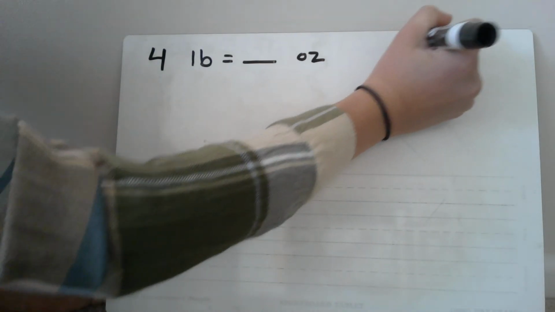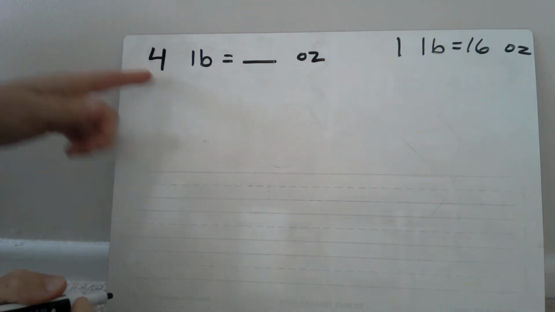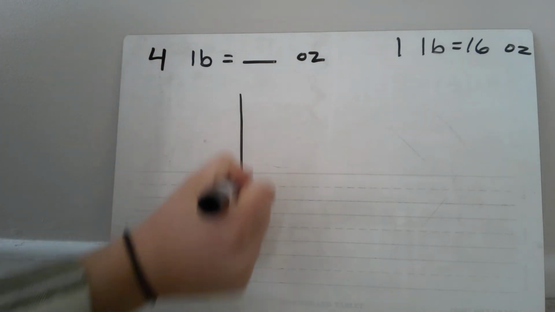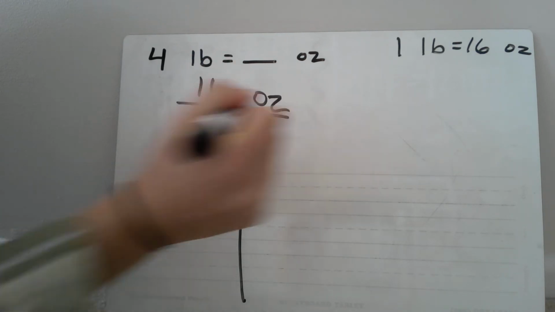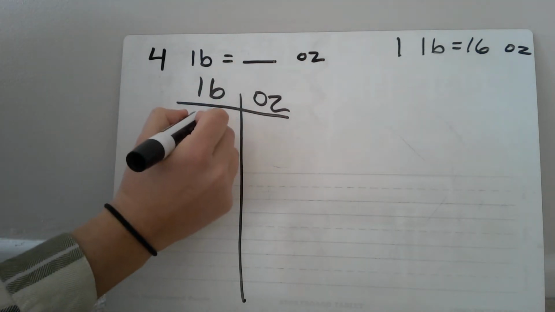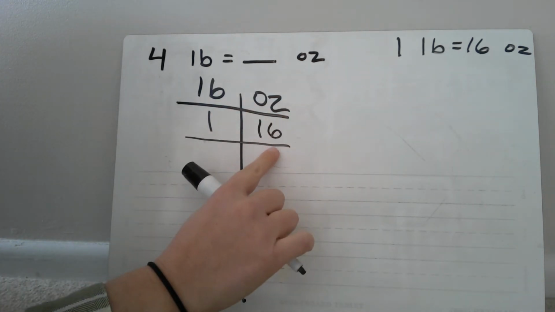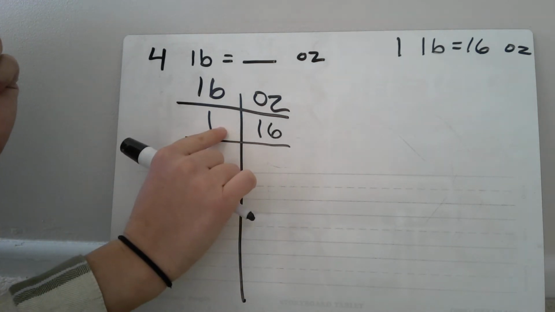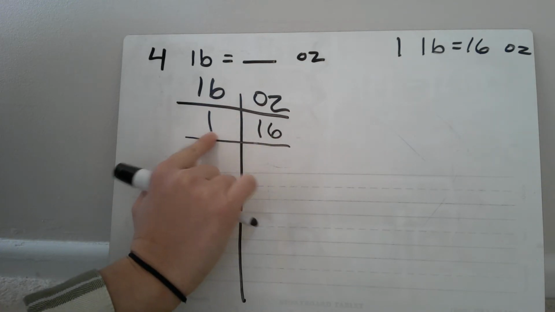Remember the relationship, 1 pound equals 16 ounces. So this time I have 4 pounds and I want to know how many ounces that is. So I'm going to use my T-chart again. Pounds, ounces. Remember, 1 pound is 16 ounces. We need 16 ounces because ounces are really small. It's a very small amount, where pounds are bigger. They're 16 times bigger. So you need 16 of these to equal 1 of these.